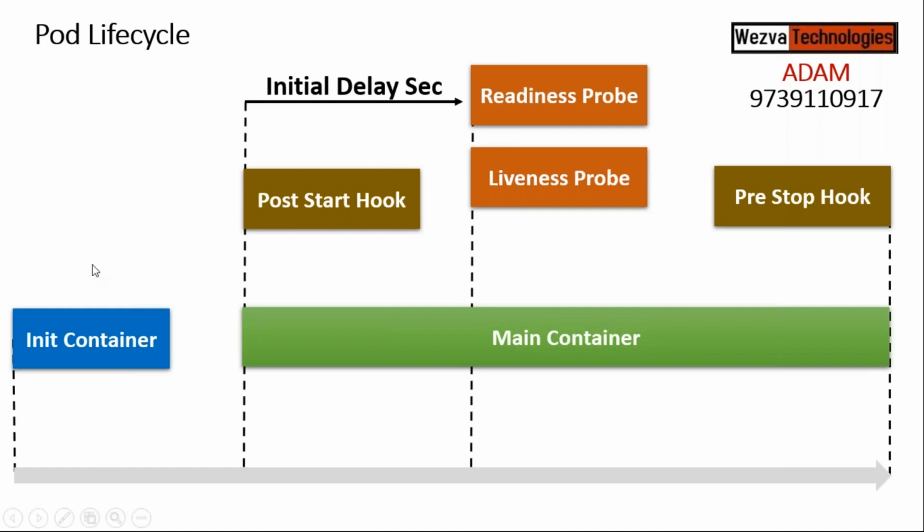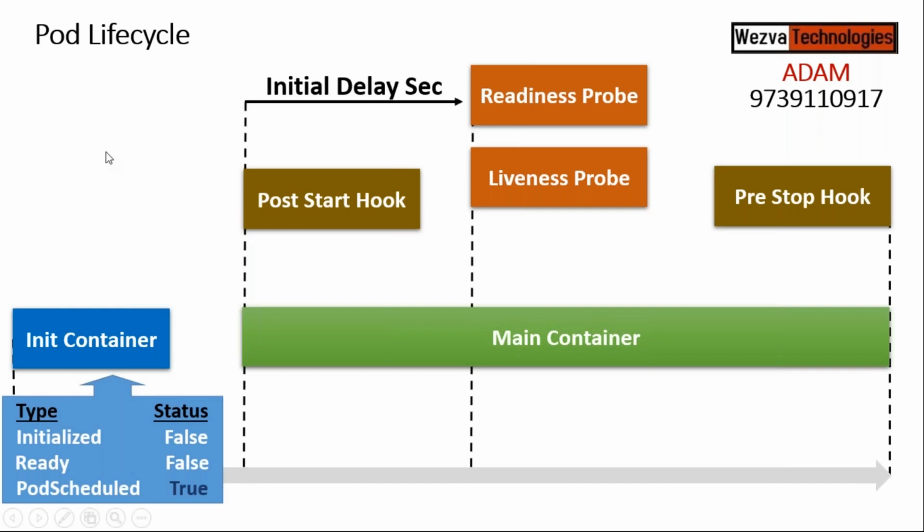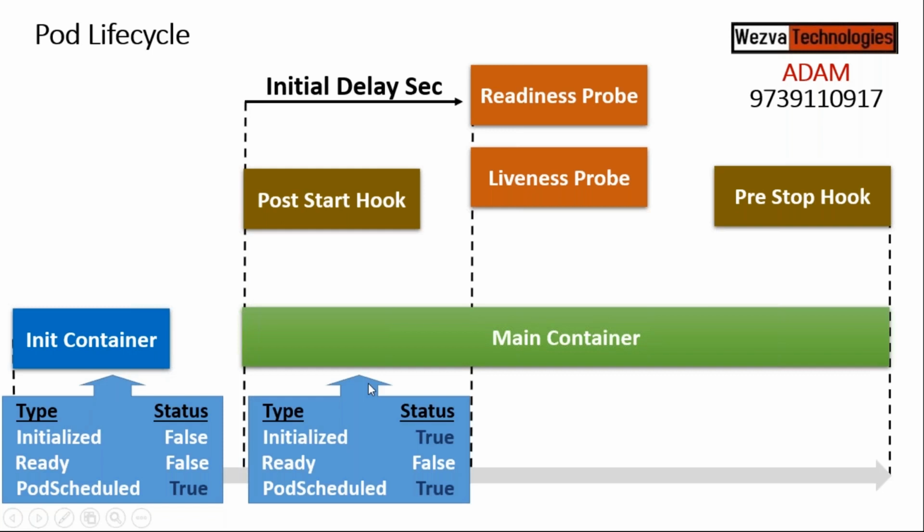Okay, so again, quickly, whenever you assign a pod to a machine, first the init container will come. And this is where, if you look at the pod condition, it will very clearly say PodScheduled is true, but Initialized is false, Ready is false. Why? Until it successfully runs the init container, the Initialized state will be false. So this indicates the pod has been scheduled, but my init container is still running. And when the init container completes and your main container is created, then if you look at the condition of the pod, it will show PodScheduled is true, Initialized is true.